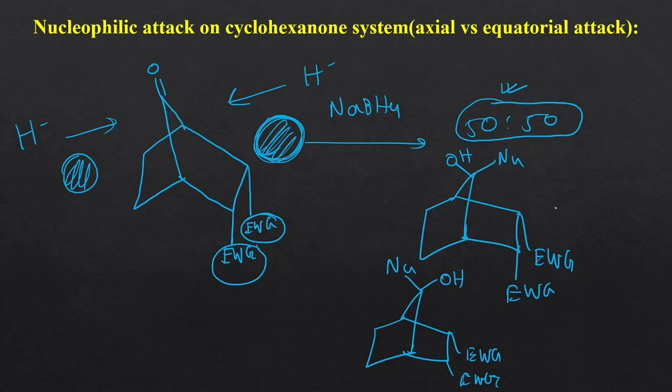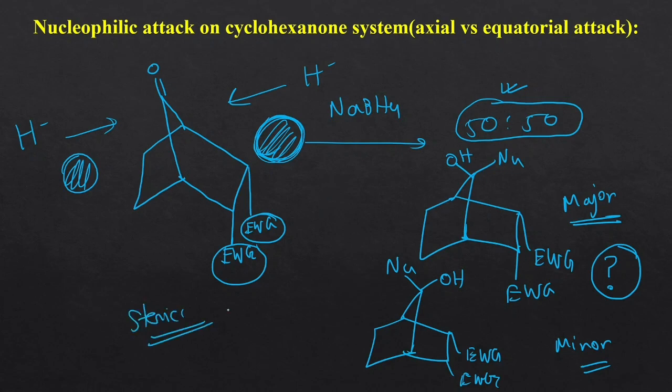Rather, what you can see is that this one is the major product and this is the minor product. Now why is it happening? Simple thing, it's not a steric factor. It cannot be the steric factor. Steric factor is not operating over here. Then how will you explain this kind of observation?